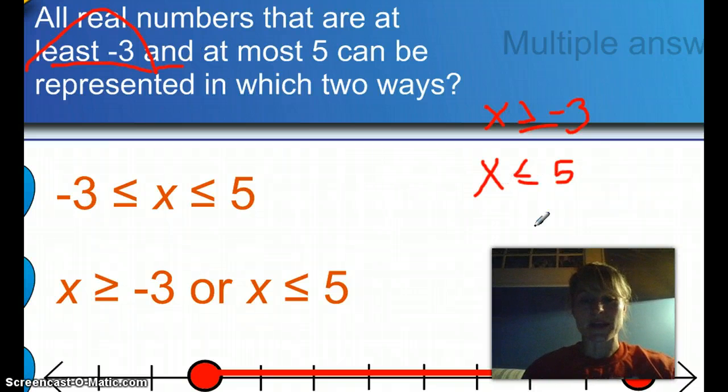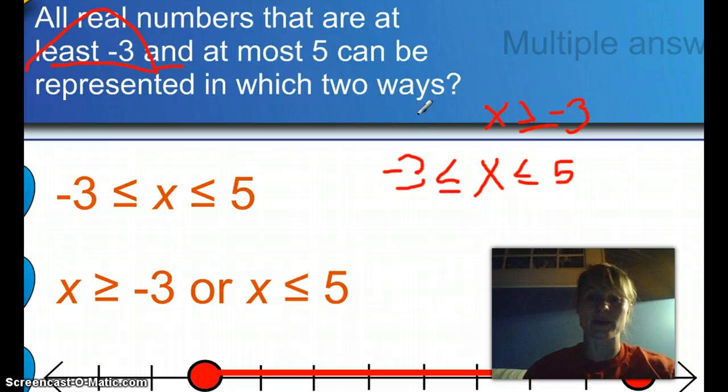So if you remember, we can take any one of these. I can take x is less than or equal to 5. And then I may take this -3 and move it over here. And then just remember that my signs need to match. Because I flipped this -3 around to this side, the inequality needs to flip as well. So this would be my compound inequality. And that matches answer choice A.